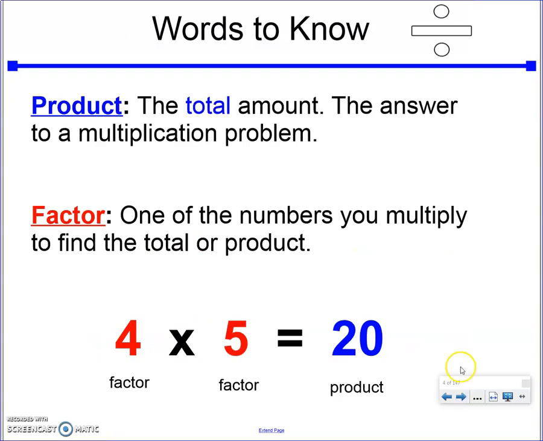We know when we're talking about multiplication that the product is the total amount. It's the answer to a multiplication problem. We know that a factor is one of the numbers we multiply. In the equation 4 times 5 equals 20, 4 and 5 are both factors. 20 is the product or total.